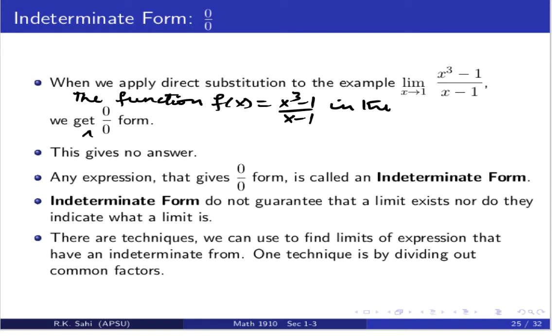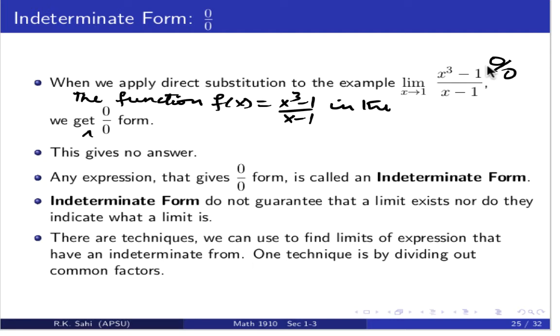What it simply means is that when we apply direct substitution to this example, the limit as x approaches 1 of the function x cubed minus 1 over x minus 1, what am I going to get? I'm going to get a 0 by 0 form. So when you substitute x equals 1, we're getting a 0 by 0 form, which gives us no answer. A limit of 0 by 0? No. But we know that the limit is 3.